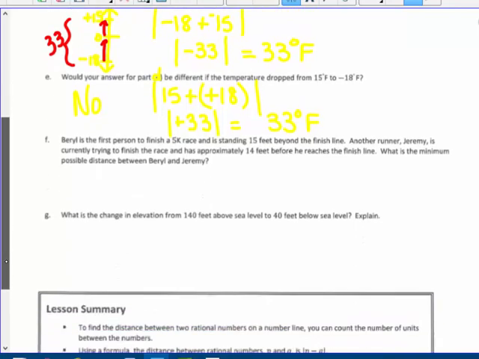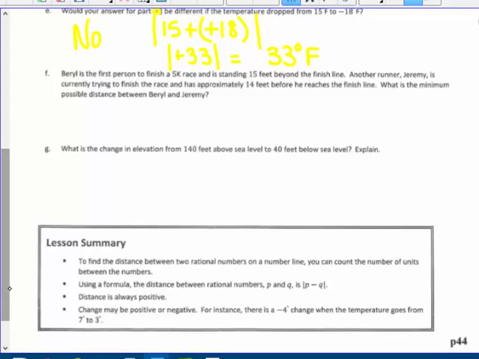Beryl is the first person to finish a 5K race and is standing 15 feet beyond the finish line. Another runner, Jeremy, is currently trying to finish the race and has approximately 14 feet before he reaches the finish line. What is the minimum possible distance between Beryl and Jeremy?